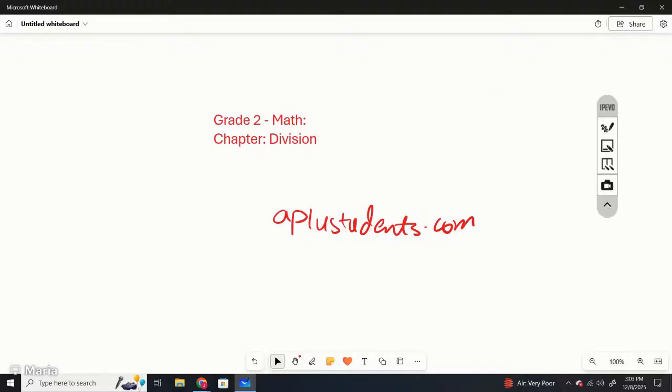You have to log in there using your email address and password as provided by the administrator. Then you have to select math from the subject tab. Scroll down to grade 2 math and then click on view all lessons. There you can find a list of the chapters. We're going to start with the chapter division.